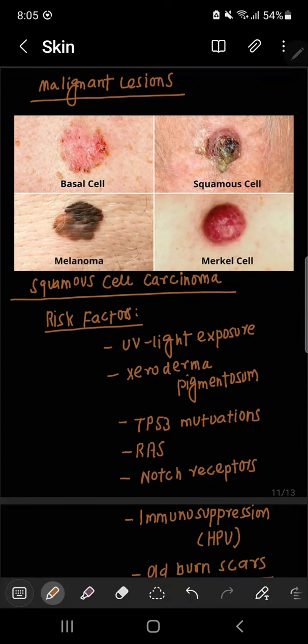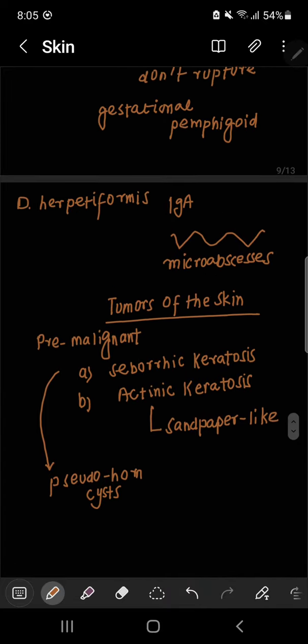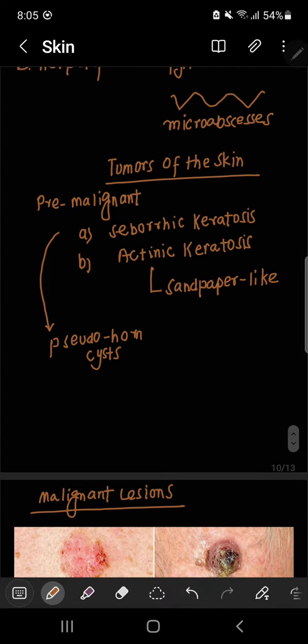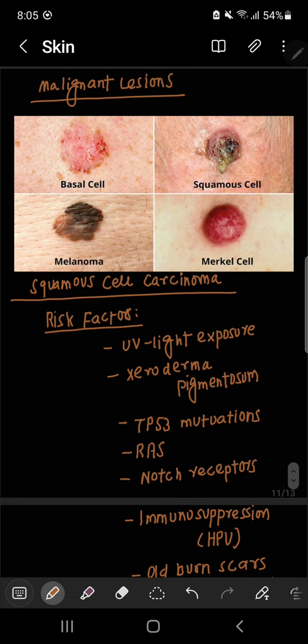Bismillah Rahman Rahim. In this lecture, we are going to talk about the malignant lesions of the skin. Before, I just read about the pre-malignant lesions of the skin, which were seborrheic keratosis and actinic keratosis. And now we are going to talk about squamous cell carcinoma. So first, let's discuss the risk factors.